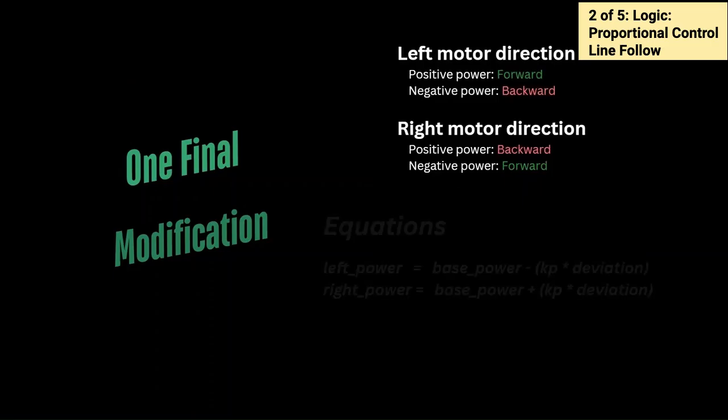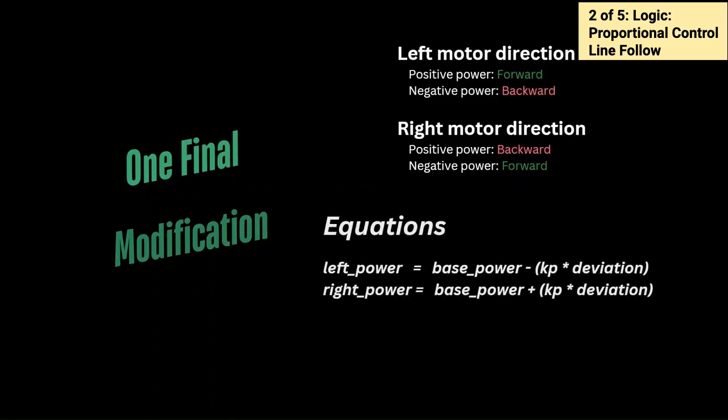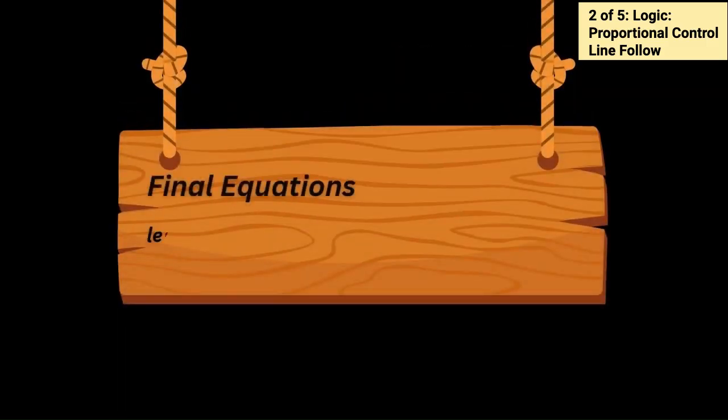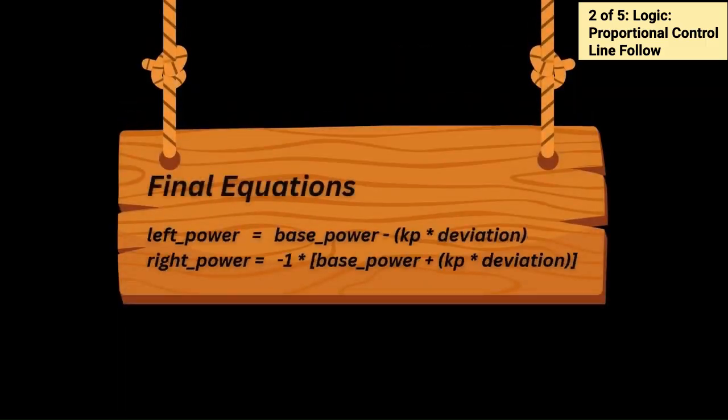In order to account for this, we will multiply the right motor power by a -1, and that inverts the direction. Alright, great job so far. We have our final equations. Now that you understand how proportional control works, let's build the program in mBlock.